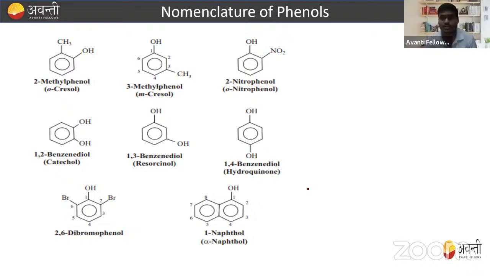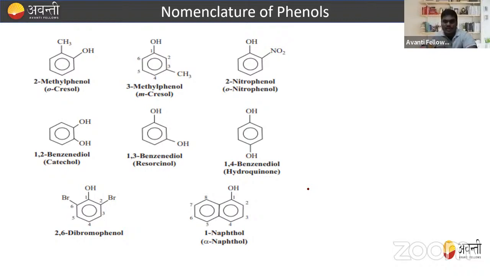For example, you all know that the IUPAC name of the first compound is 2-methylphenol. But this one is also important, that is orthocresol. As the OH group is attached to the ortho position, it is known as orthocresol. Similarly, here this will be known as metacresol, right? So orthocresol, metacresol, and another is orthonitrophenol, right? So this is orthocresol, or we say 2-methylphenol. This is known as 3-methylphenol, or we say metacresol, right?